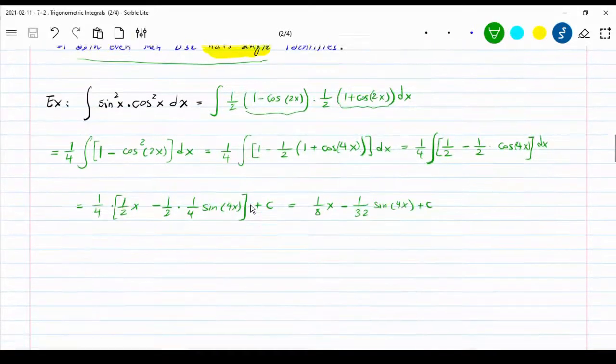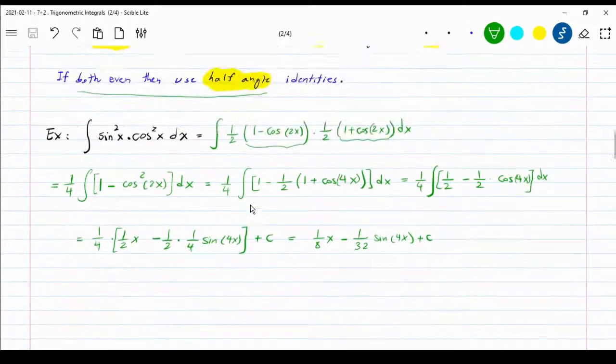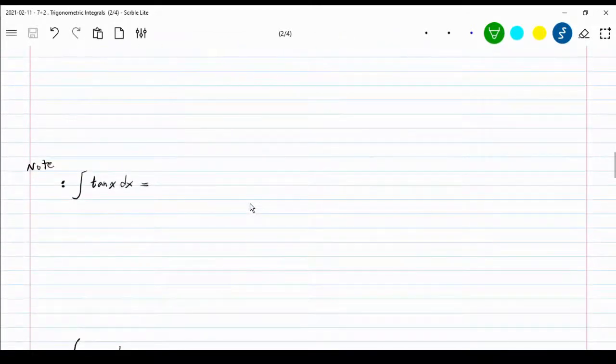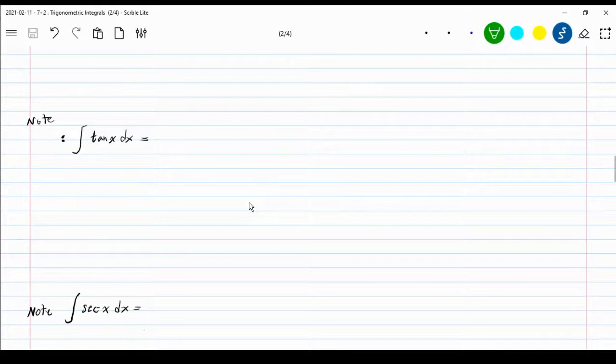Okay, try to write an example for yourself and do those. What if we're dealing with tangent or cotangent? If I talk about tangent, then cotangent would be exactly the same idea. So let's mainly focus on the tangent. First, let's figure out what is the integral of tangent.